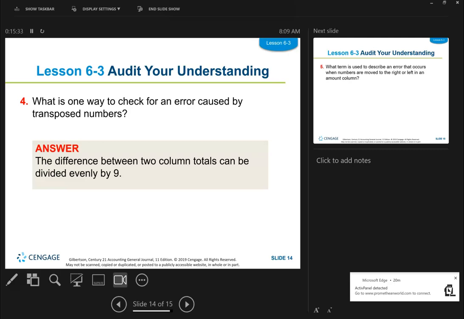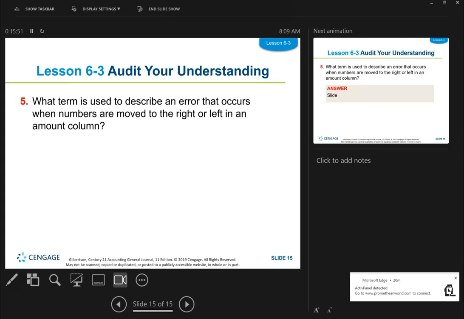Yeah, because it says divided evenly. If it was like 2100 and 1200, the difference between those would be 900. So it's not 9 exactly, but it's a multiple of 9, right? We got another one. What term is used to describe an error that occurs when numbers are moved to the right or left in an amount column?